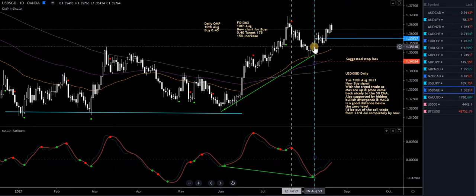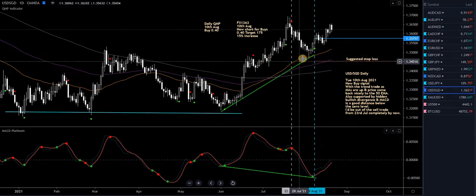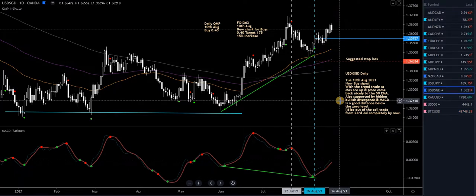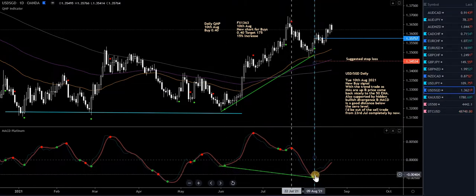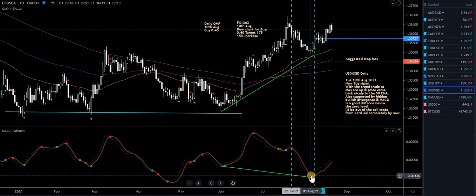USD Singapore dollar. We're in a buy here. This is a nice hidden bullish divergence setup. You can see higher lows on price and lower highs on the oscillator, the MACD Platinum. MACD Platinum is well below the zero level.